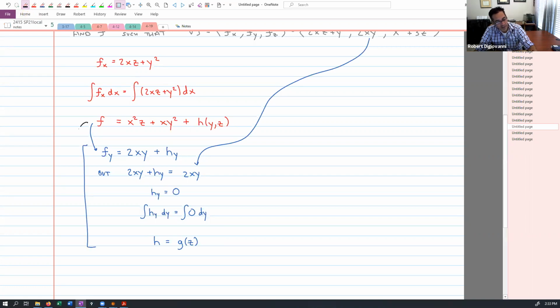So now here's what I can tell you about f. F is equal to x squared z plus xy squared plus the h function, which before I thought could have y's and z's in it. But now I've deduced that it can only have z's in it. So it's some function of z here.